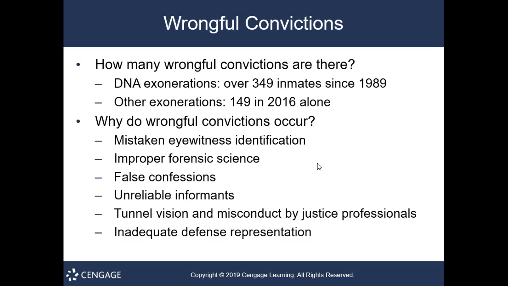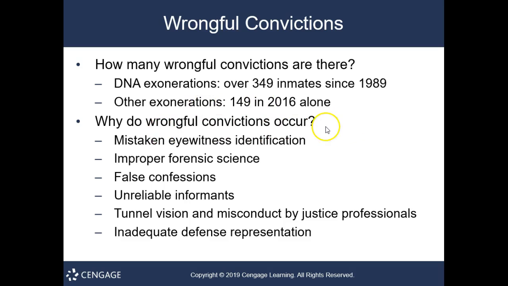Wrongful convictions, which is something that's just really confounding to the system, to say the least. We have a beyond a reasonable doubt standard. We have all this plea bargaining going on, and so on. So far, DNA exonerations are over 349 inmates since 1989. In California, for instance, any defendant who wants to have DNA analysis of the evidence in their case in a sex case is allowed to do so, even after they've been convicted and sent to prison. Other exonerations, 149 in 2016 alone.